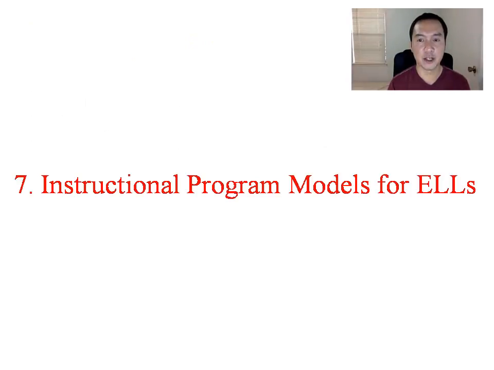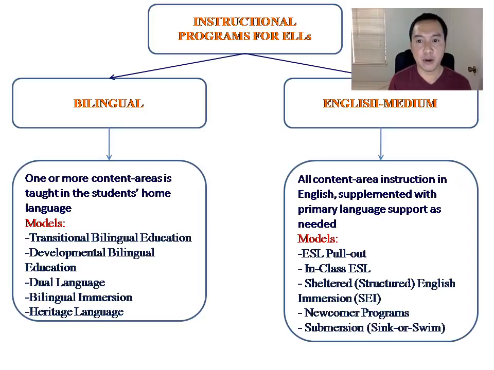There are two big branches of language models for the ELLs, the bilingual models and the English medium models. In the bilingual models, one or more content areas is taught in the student's home language. These models include transitional bilingual education, developmental bilingual education, dual language bilingual immersion, and heritage language. In the English medium models, content area instruction will be in English, supplemented with primary language support as needed.